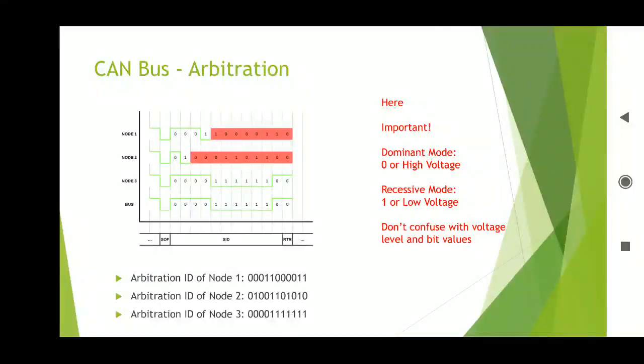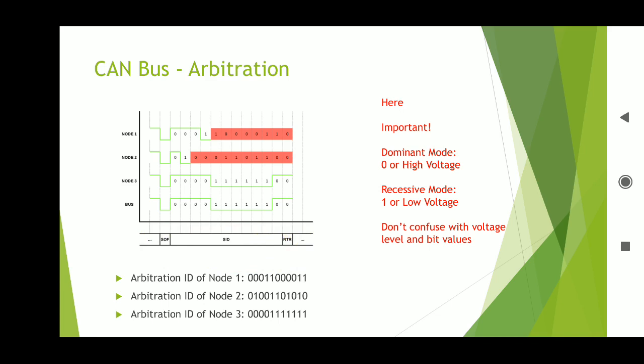Now we can go through the CAN bus arbitration procedure. This is the timing diagram of the various devices connected to the CAN bus. These are the arbitration IDs of the various nodes connected to the CAN bus. This is the arbitration ID of node 1, this is the arbitration ID of node 2, and this is the arbitration ID of node 3. And this is the frame format of the CAN bus frame.